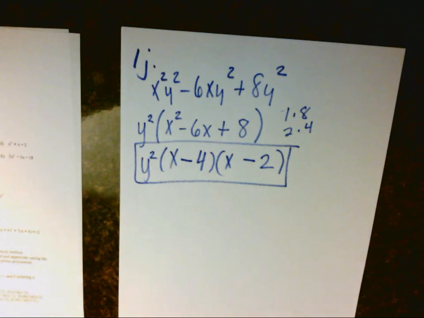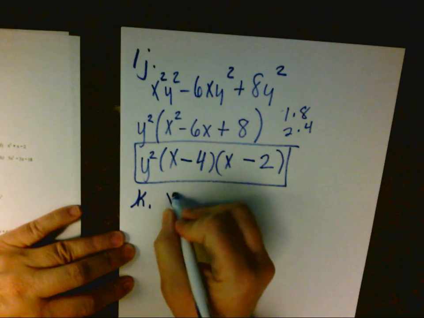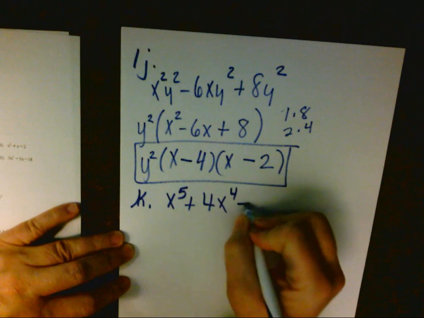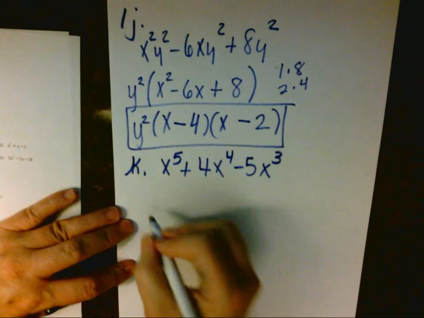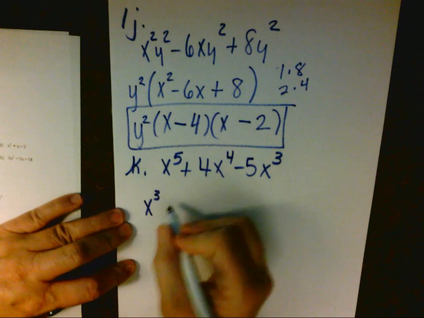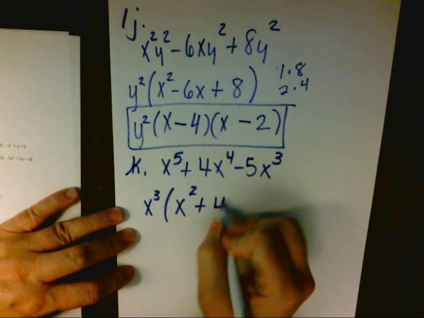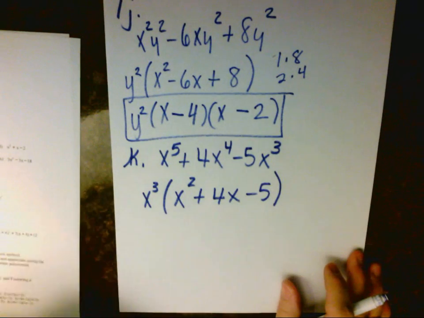Feel free to FOIL those out if it's helpful to you if you need to do that. Better than getting it wrong. X to the 5th plus 4x to the 4th minus 5x cubed. Check for that common factor, and the lowest power of x we can take out is x to the 3rd, which gives us an x squared plus a 4x minus a 5 when we pull that common x cubed out.